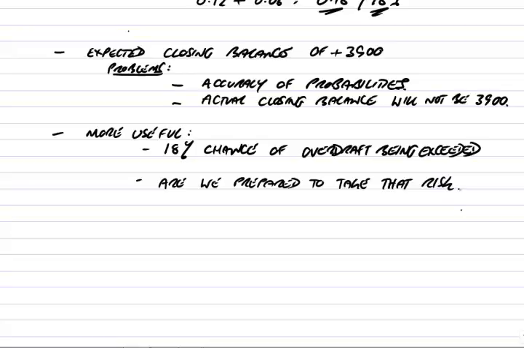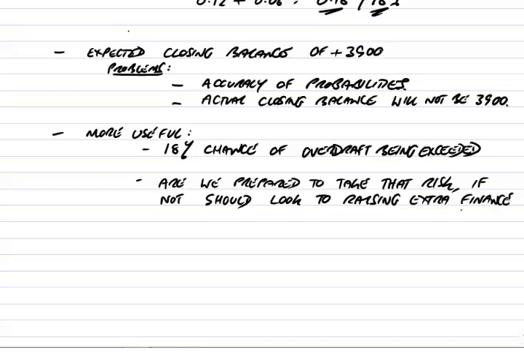Because if not, we should look to raising extra finance. And you see, that's the useful one. There's always a risk, but if the probability of exceeding the overdraft was perhaps only 1%, maybe we'll take the risk. If the probability of exceeding it was 90%, then I think fairly obviously you're not going to take the risk.